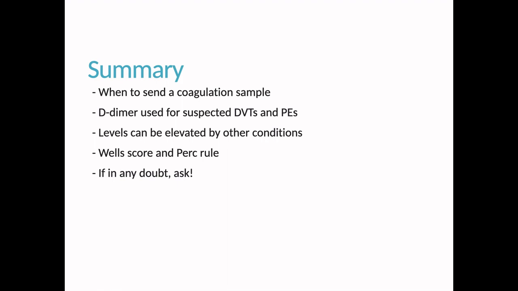To summarise, we've briefly talked about the indications for sending a clotting sample. A D-dimer blood test can be used in suspected DVTs and PEs. However, a D-dimer level can also be elevated by other conditions such as infection and cancer. The Wells scores and PERC rule can be used to assess the likelihood of DVT and PE and guide investigations. If you are ever in any doubt about ordering a clotting or a D-dimer, please always feel free to ask.